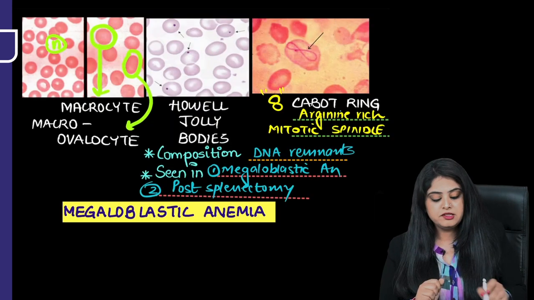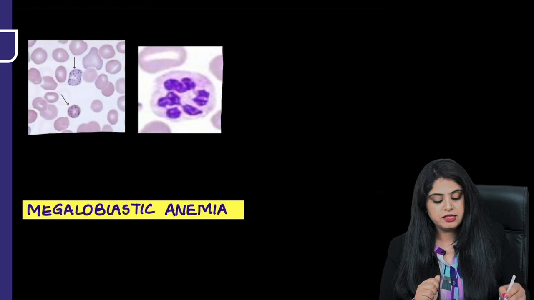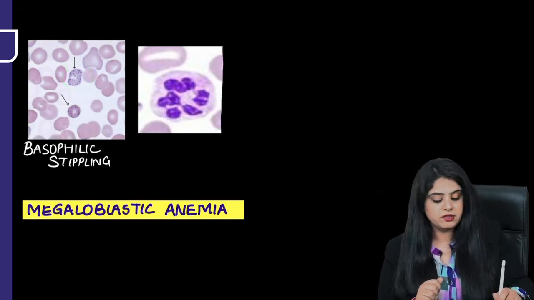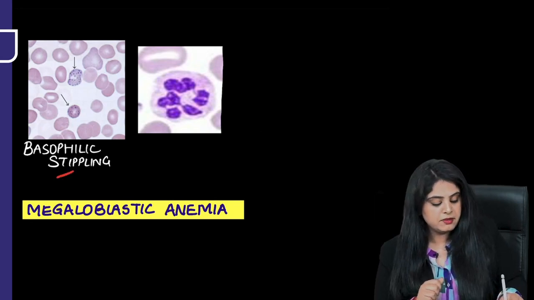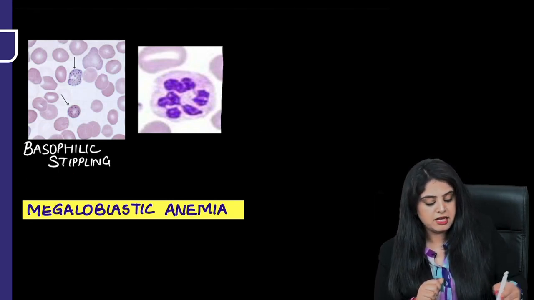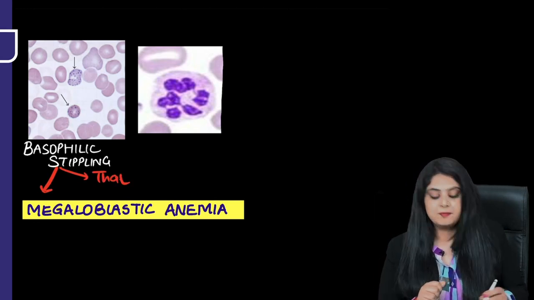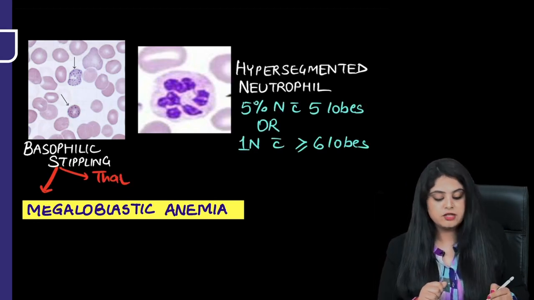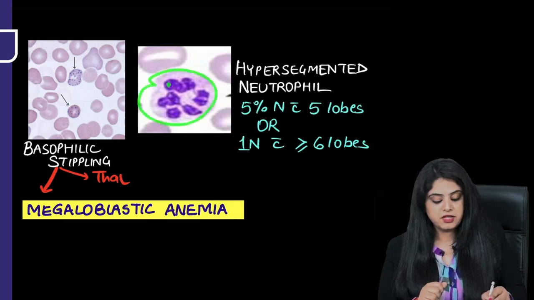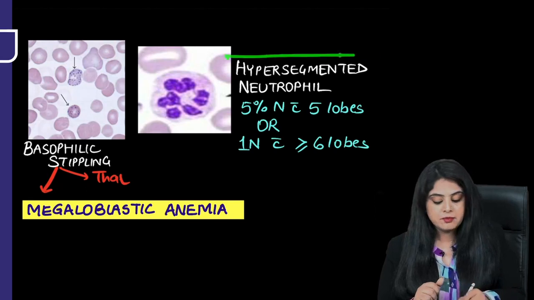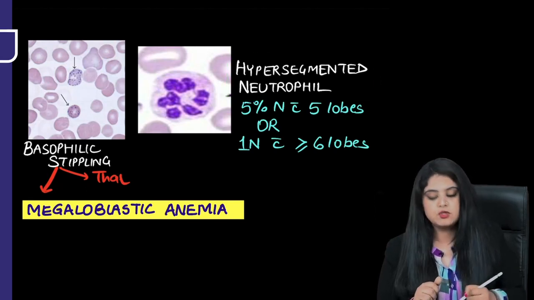Not only do you see these macrocytes, macro-ovalocytes, Howell-Jolly body, Cabot ring, you also see something in the red blood cells known as basophilic stippling, that dot thing that you're seeing. Basophilic stippling can be seen in megaloblastic anemia as you have over here. It can also be seen in cases of thalassemia. Finally, what is the feature that you see in the end? You see this is 1, 2, 3, 4, 5, 6, 7 lobes in the neutrophil. Hypersegmented neutrophil is also a feature of megaloblastic anemia.